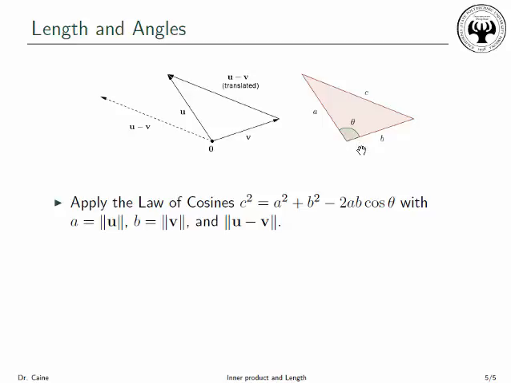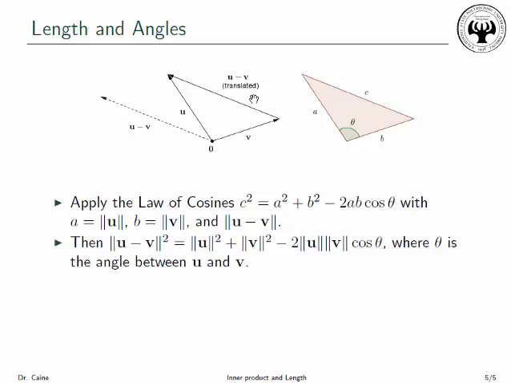So if we apply that law of cosines to our triangle, where A is the length of u, B is the length of v, and C is the length of u minus v, which is the same thing as the translated version up here, then what do we get? Well, on the left-hand side, we'd have the length of u minus v quantity squared. On the right-hand side, we'll have length of u squared plus length of v squared minus 2 times the length of u times the length of v times the cosine of the angle between u and v.